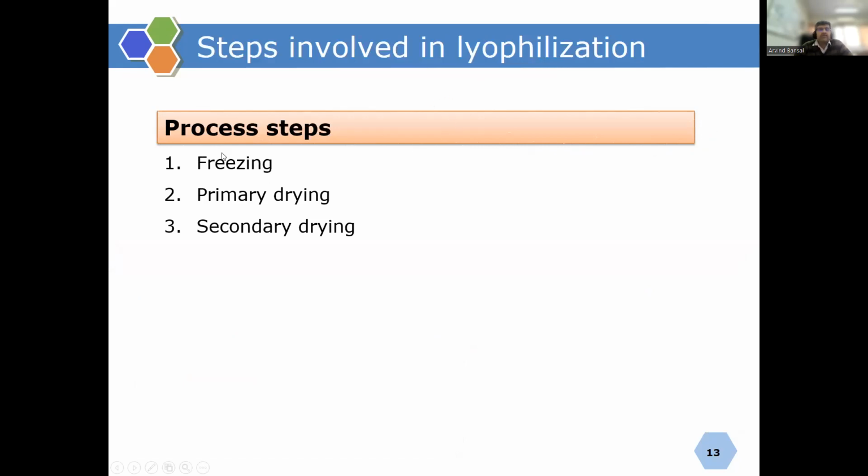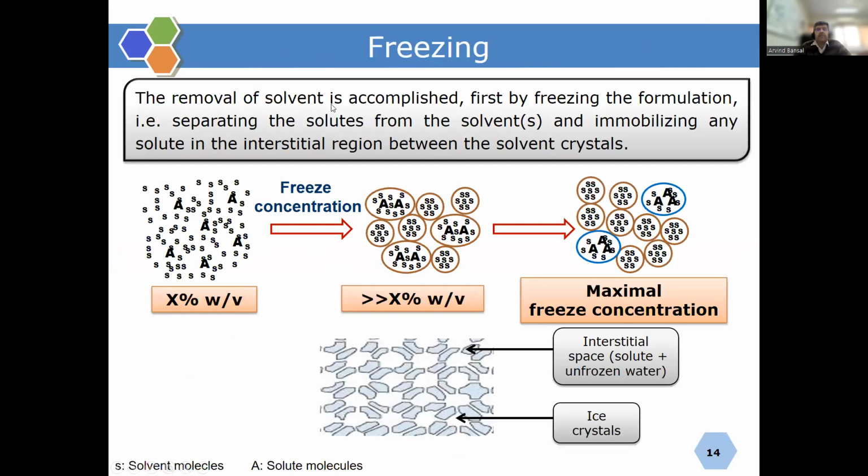The steps involved in lyophilization include the freezing step, primary drying step, and secondary drying step. We will first look at the freezing step, that is done right in the beginning of the lyophilization process. The freezing step is important because the removal of solvent is accomplished first by freezing the formulation, which helps in separating the solute from the solvents and immobilizing any solute in the interstitial region between the solvent crystals.